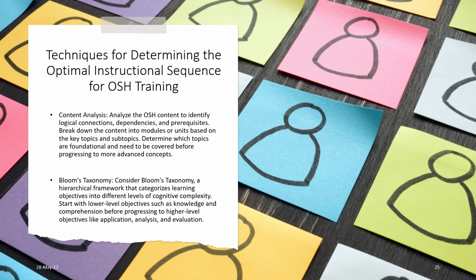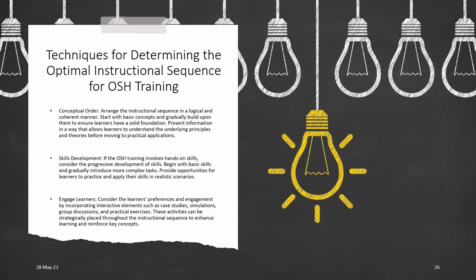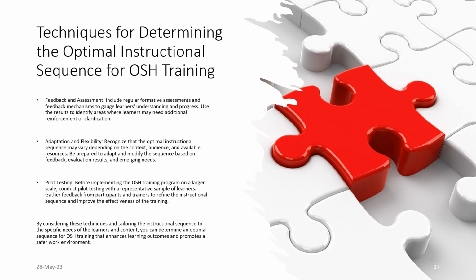It's a hierarchical framework that categorizes learning objectives into different levels of cognitive complexity, and it normally starts with low-level objectives such as knowledge and comprehension before we progress to higher-level learning activities. Then, conceptual ordering, skill development, and engaging learners. So we need to consider learners' preference and engagement by incorporating interactive elements such as the usage of simulations, group discussion activities, and practical exercises. Feedback and assessment, adaptation and flexibility, and of course, last but not least, pilot testing.